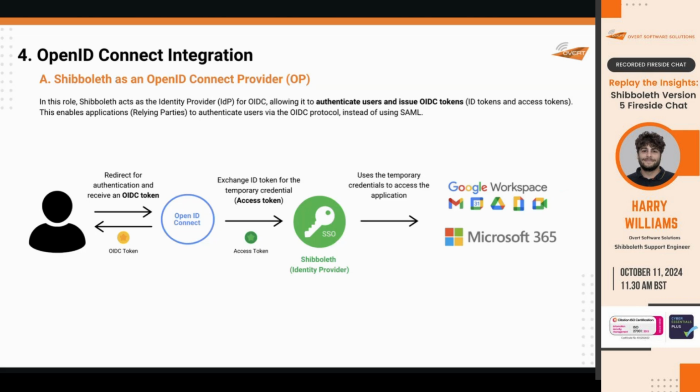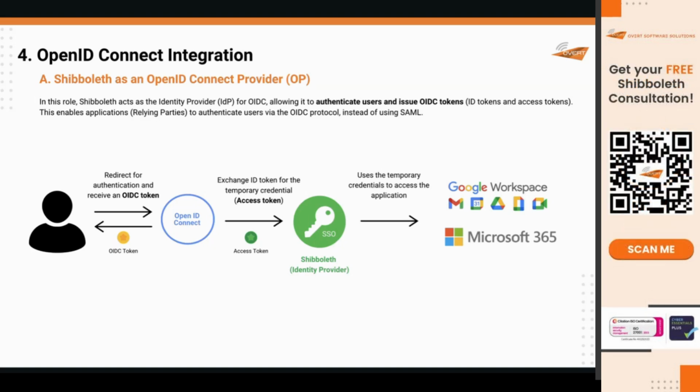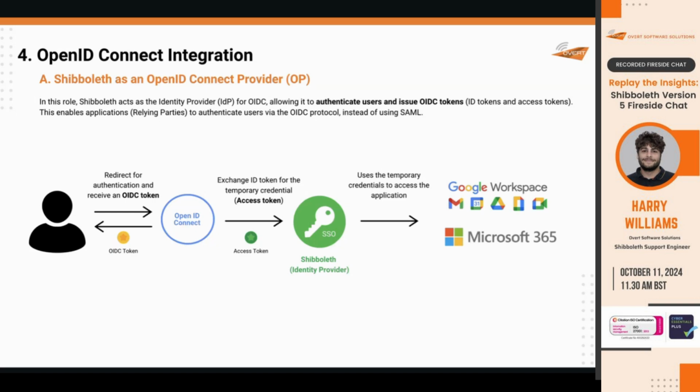OpenID Connect enables secure token-based authentication while simplifying integration with applications that require OAuth 2.0. With OpenID Connect support, Shibboleth can leverage advanced token-based security mechanisms, reducing risks related to session hijacking and token replay. Shibboleth can work with OpenID Connect by acting as either an OpenID provider or an OpenID Connect relying party. This allows Shibboleth to support modern web-based applications that rely on OpenID Connect for secure authentication.